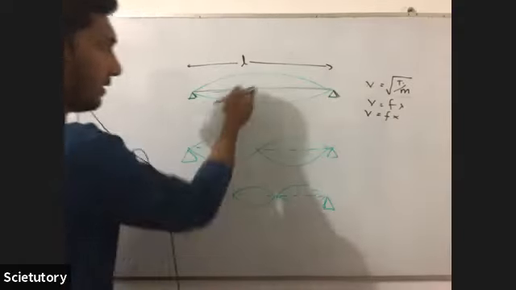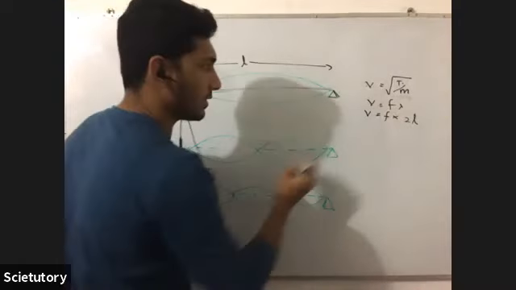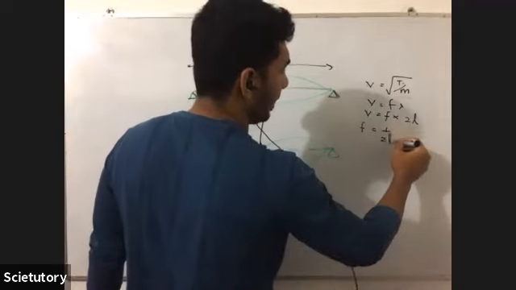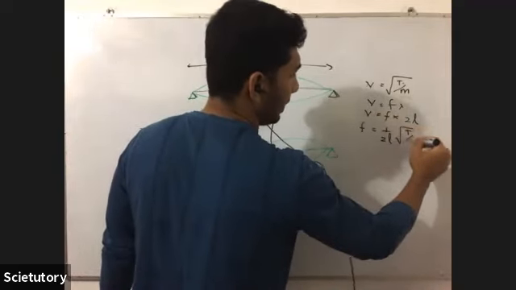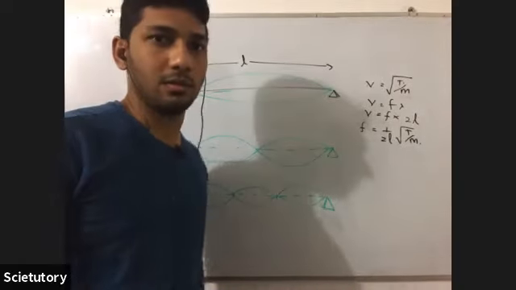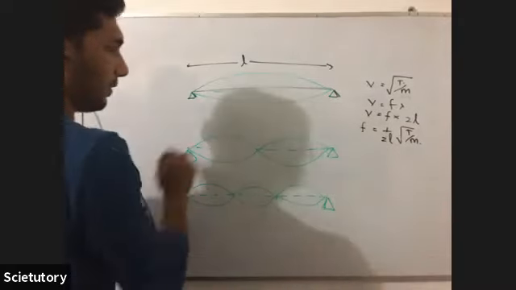Here in the fundamental overtone, the lambda is equal to 2L. Okay, so you can give F as 1/2L times the square root of T/M. Okay, so this is the equation for the frequency of the first overtone. And like that, you can write for this also.